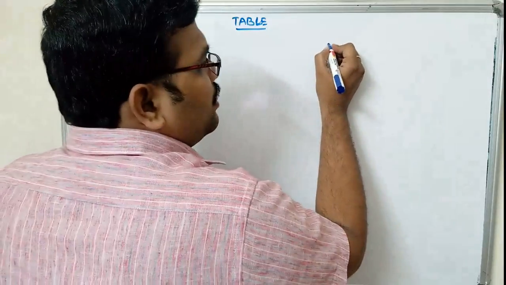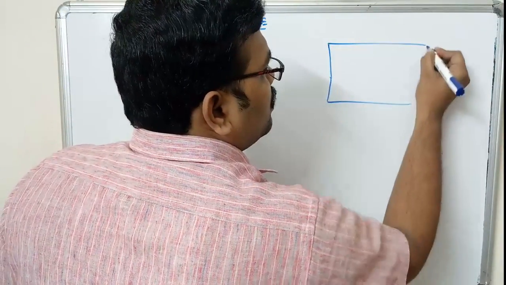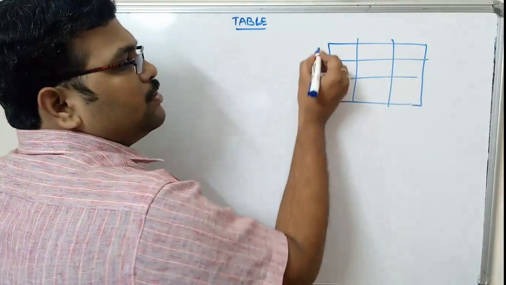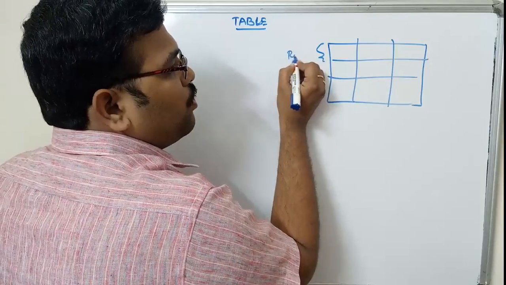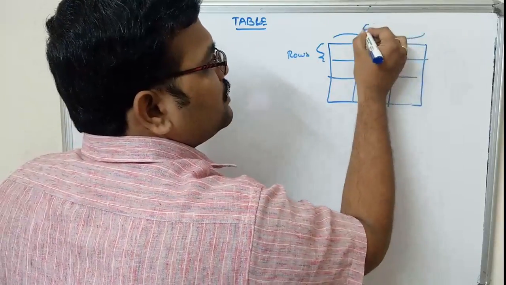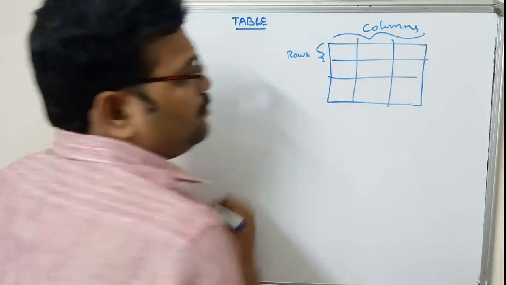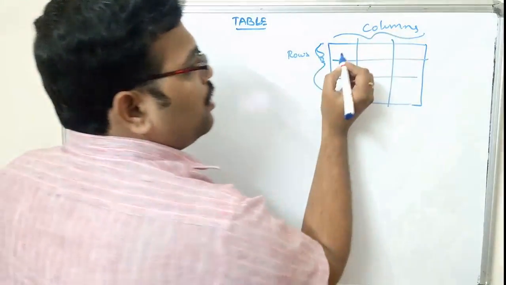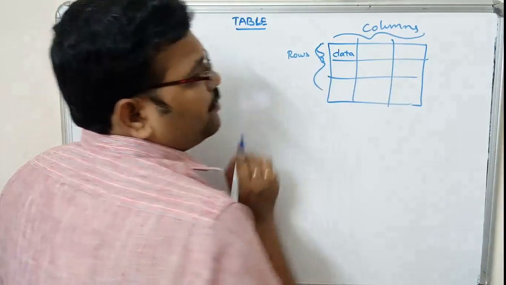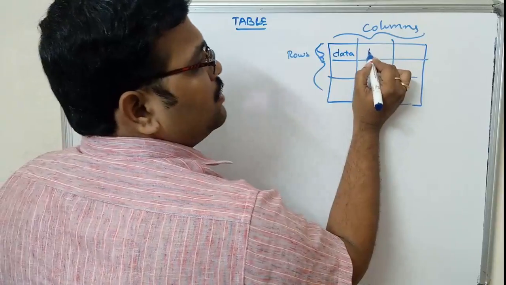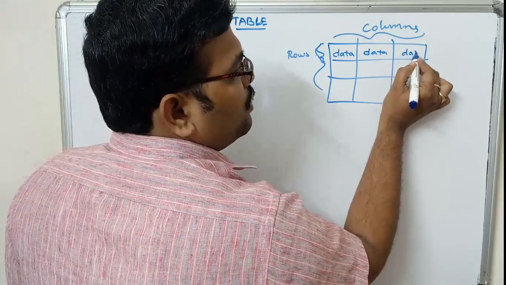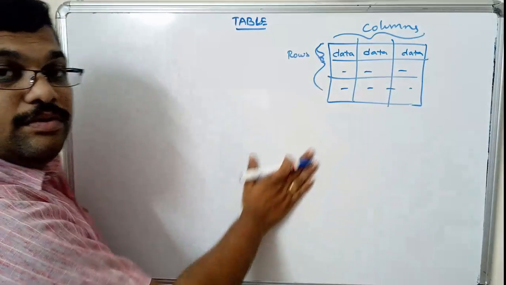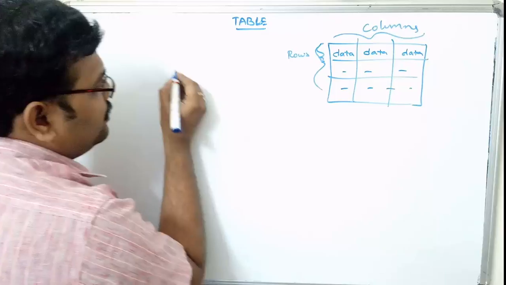We know that a table consists of a number of rows and a number of columns. This we call rows and this we call columns, right? For each and every row and column we have to use data. So this is one data, this is another data, this is one more data, and like this, all these are the data. For this, we have a table tag.